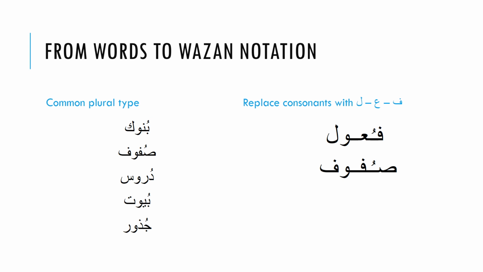Same thing in the second one. We replace the sad with fa. We replace the fa with ayn, because it's the second letter. We replace the lam, the other fa, with a lam. Notice how it's exactly the same. That's exactly how it should be, right? These words all have the same wazn.